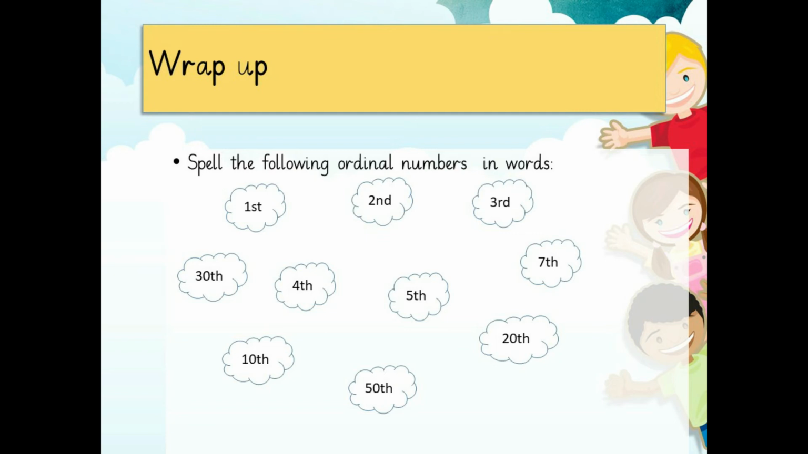Yes, the strategy is very simple. You have to write down the spellings of the given number and then add th. Just for a few numbers, you don't have to add th, like first, second, and third. But for the rest of the numbers, you will add th with the respective spellings of the given number. Right.